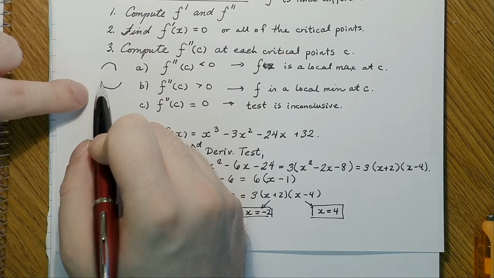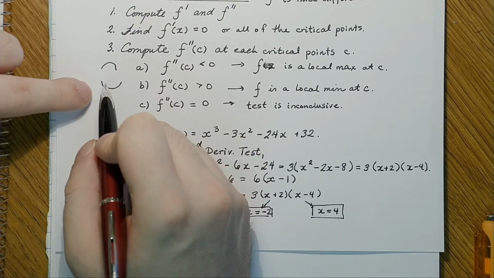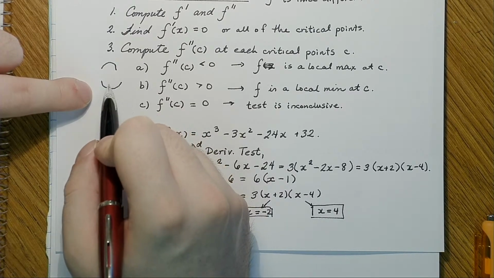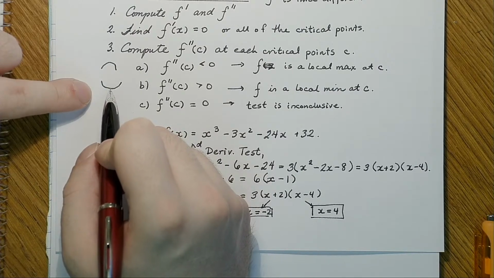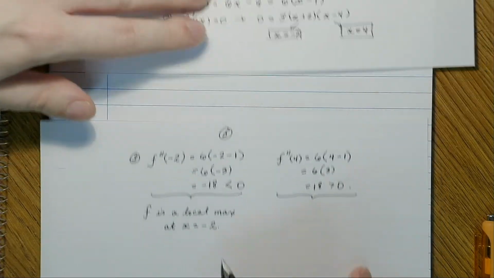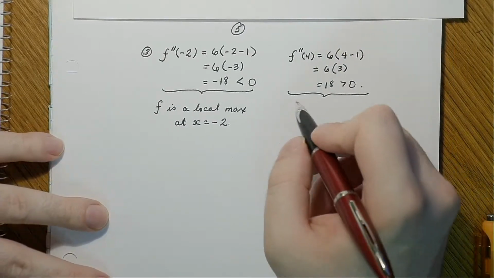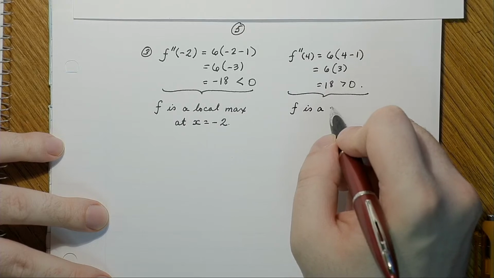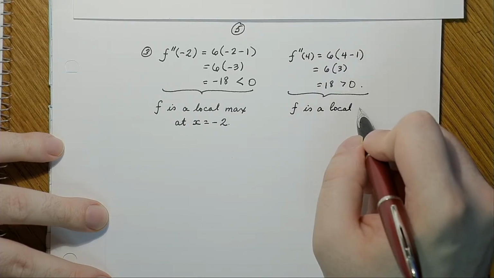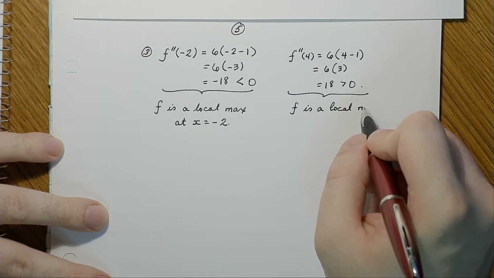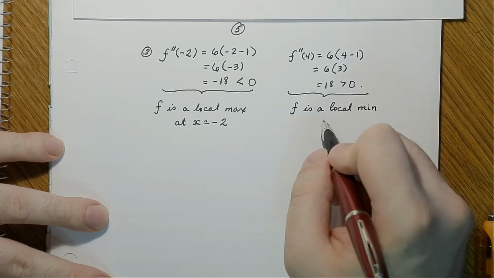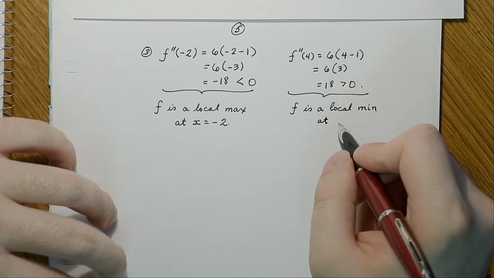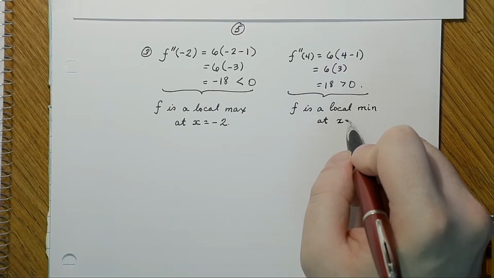And this is when I have the concavity going up. And so that means that it has to have a minimum. So F is a local min at x equals 4.